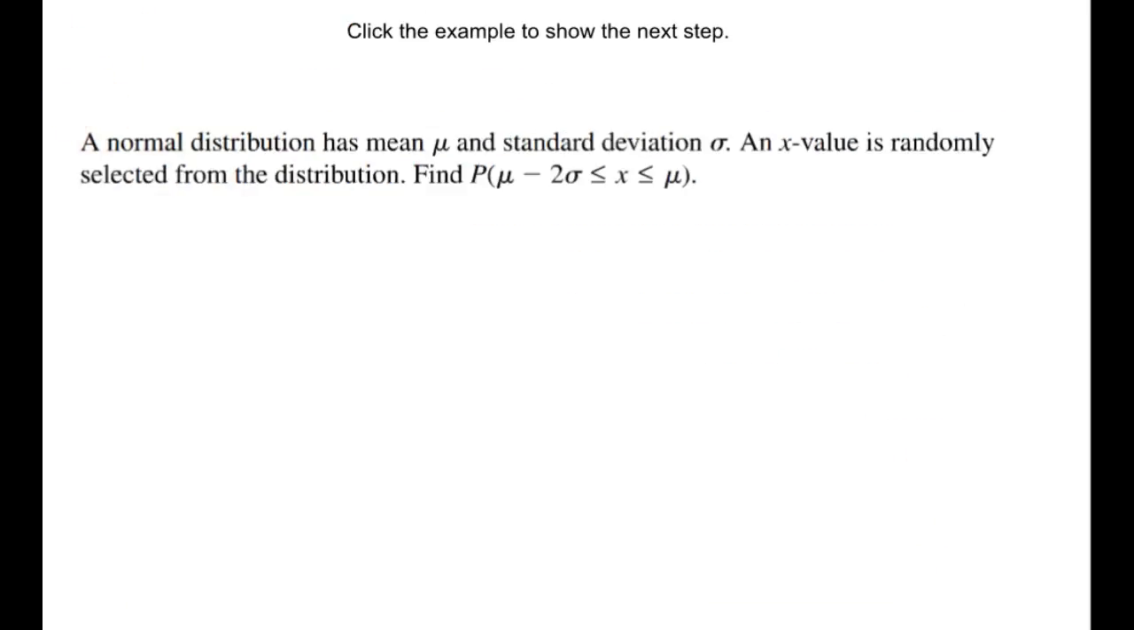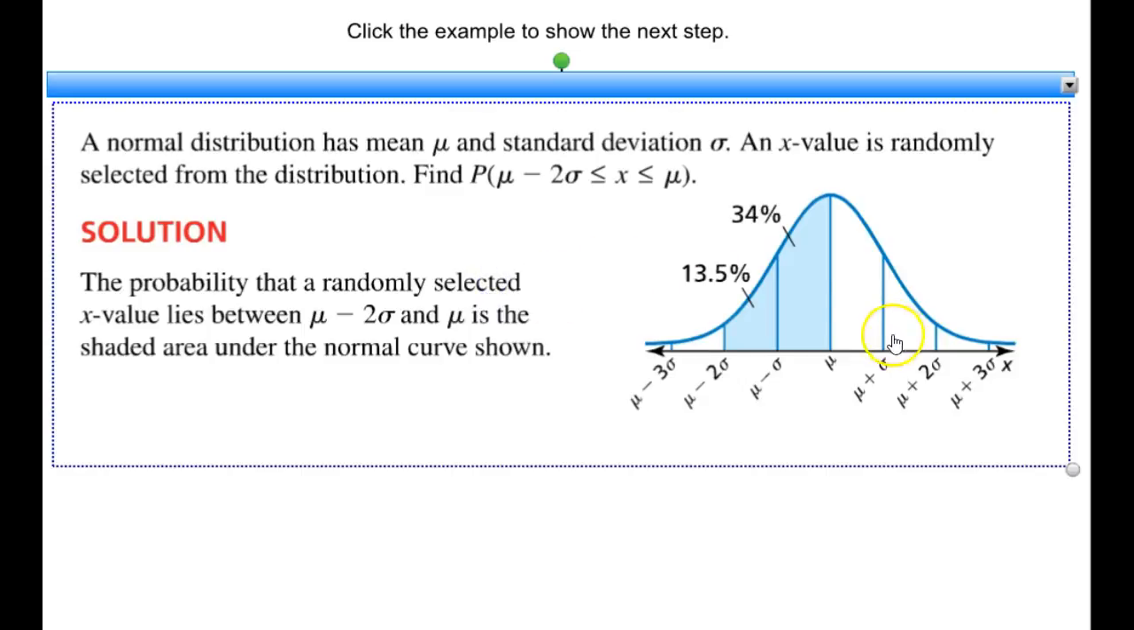So now here's my first example. A normal distribution has a mean mu and a standard deviation of sigma. An x value is randomly selected from the distribution. Find the probability that mu minus 2 standard deviations is less than or equal to x, which is less than or equal to mu. I always want to draw my normal distribution curve. That helps me see what I'm looking at. So I'm looking at the probability that a randomly selected x value lies between mu, my mean, and 2 standard deviations below my mean. That's what this notation means. I'm finding a value that's between those two things.